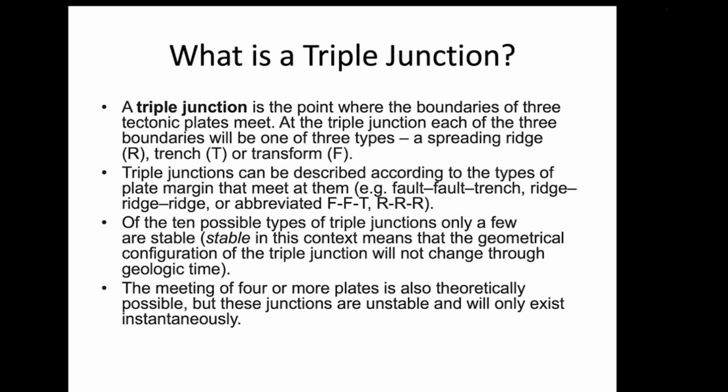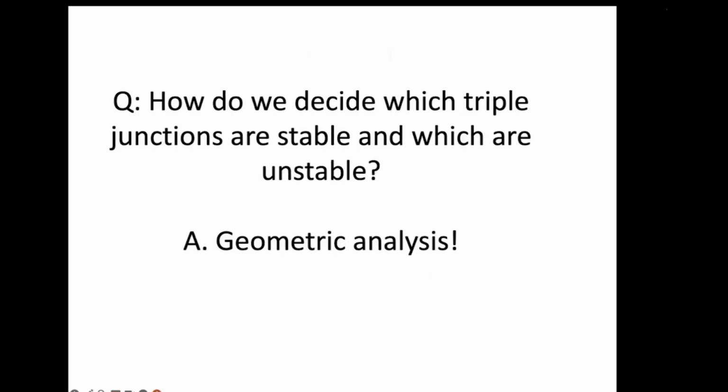I apologize. Of the 10 possible types of triple junctions, only a few are stable. Stable in this context means that the geometrical configuration of the triple junction will not change through geologic time. The meeting of 4 or more plates is also theoretically possible, but these junctions are all unstable and will only exist instantaneously. So we're not going to worry about them. How do we decide which triple junctions are stable and which are unstable? The answer is we conduct a geometric analysis.